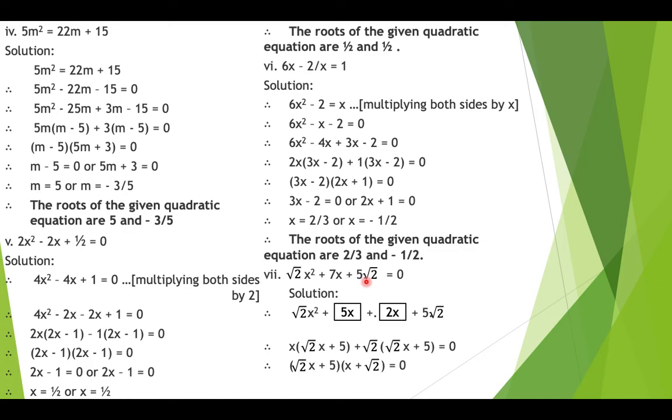So now 5 into root 2: 5 2s are 10, and root 2 into root 2 is 2. So 5 into 2 is 10, and the addition over here is 7. So we can split this term as 5 into 2. So root 2x square plus 5x plus 2x plus 5 root 2 is equal to 0.